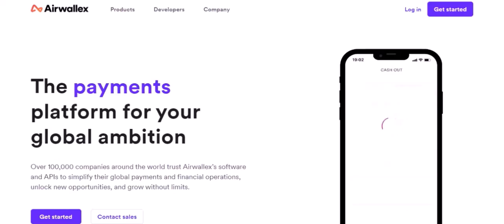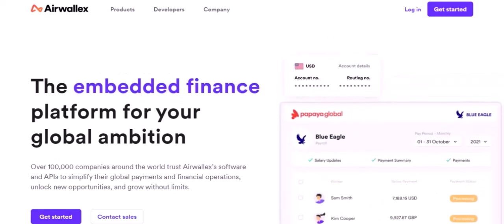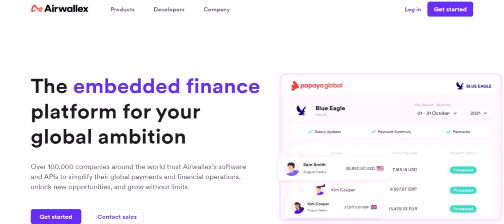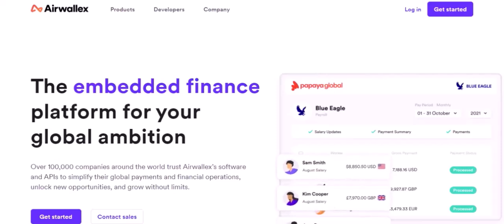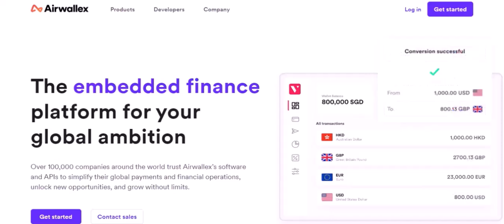Airwallex has become one of the most reliable financial technology platforms for businesses and freelancers who handle cross-border payments. Choosing the right Airwallex account setup can determine how smoothly your global transactions run, how much you save in fees, and how efficiently you receive or send money across currencies.